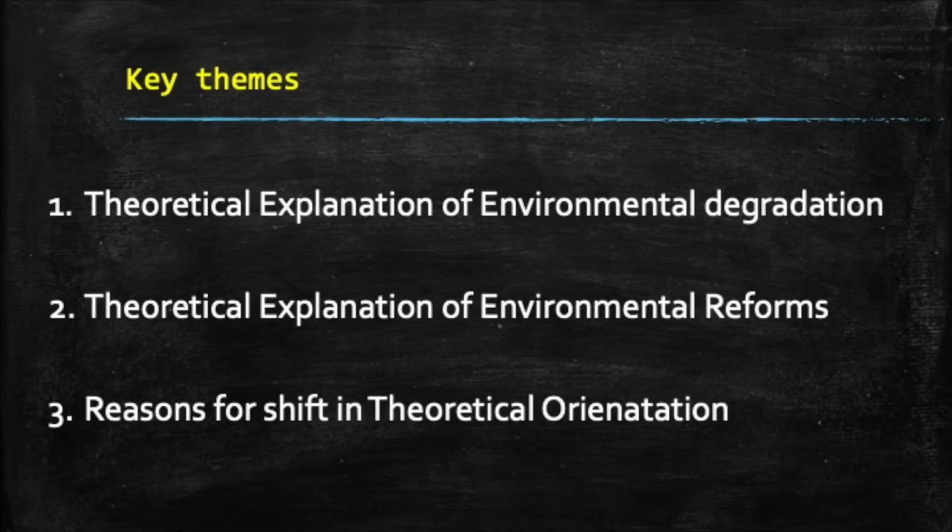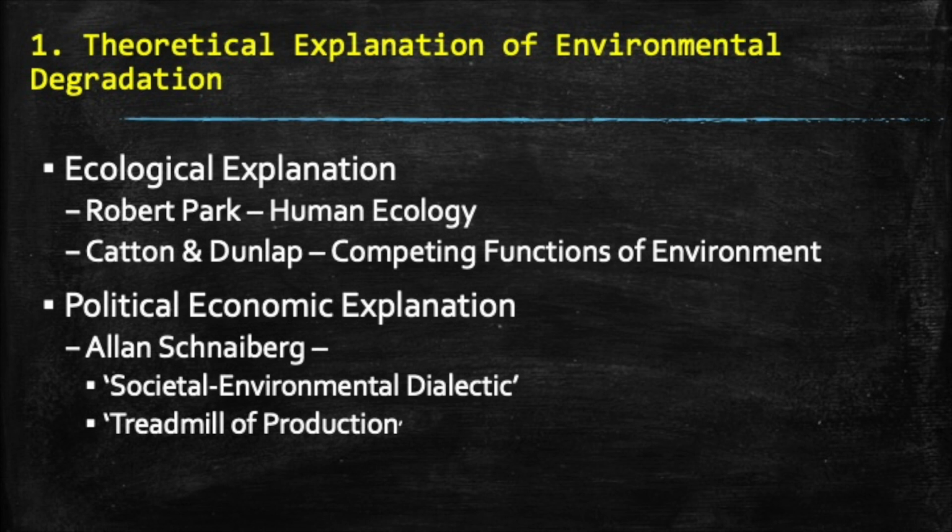With regard to the major themes of today's class, I have divided this class into 3 major themes. First, we will discuss theoretical explanations of environmental degradation. Secondly, we will discuss theoretical explanations of environmental reforms, and finally, we will discuss the reasons for this fundamental shift in the theoretical debate from the explanation of environmental degradation to the explanation of environmental reforms. Okay, so let us start with the first theme of today's class, that is theoretical explanation of environmental degradation.